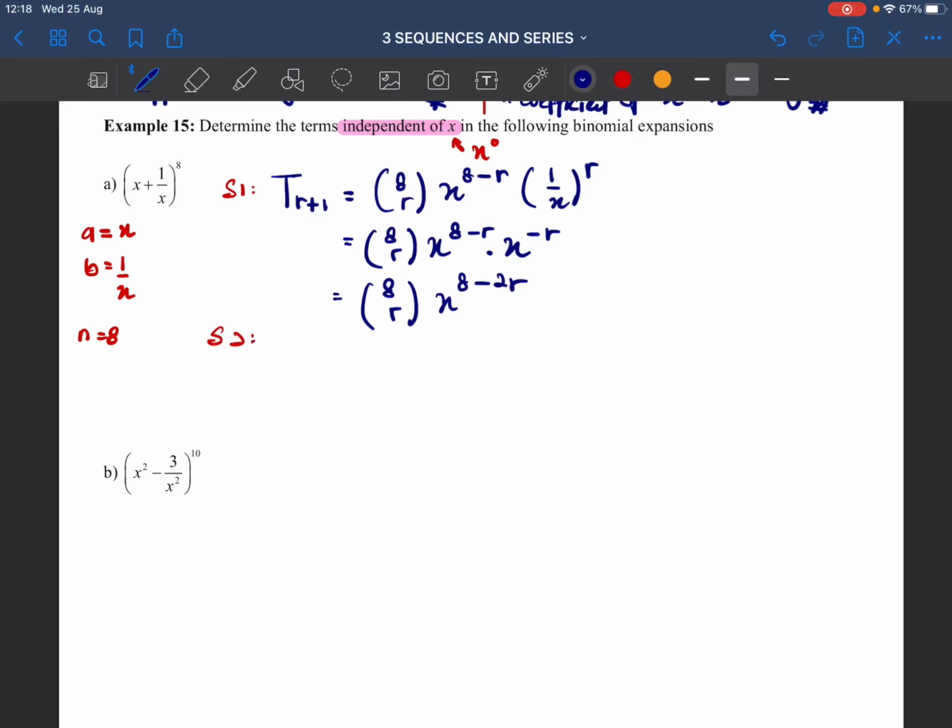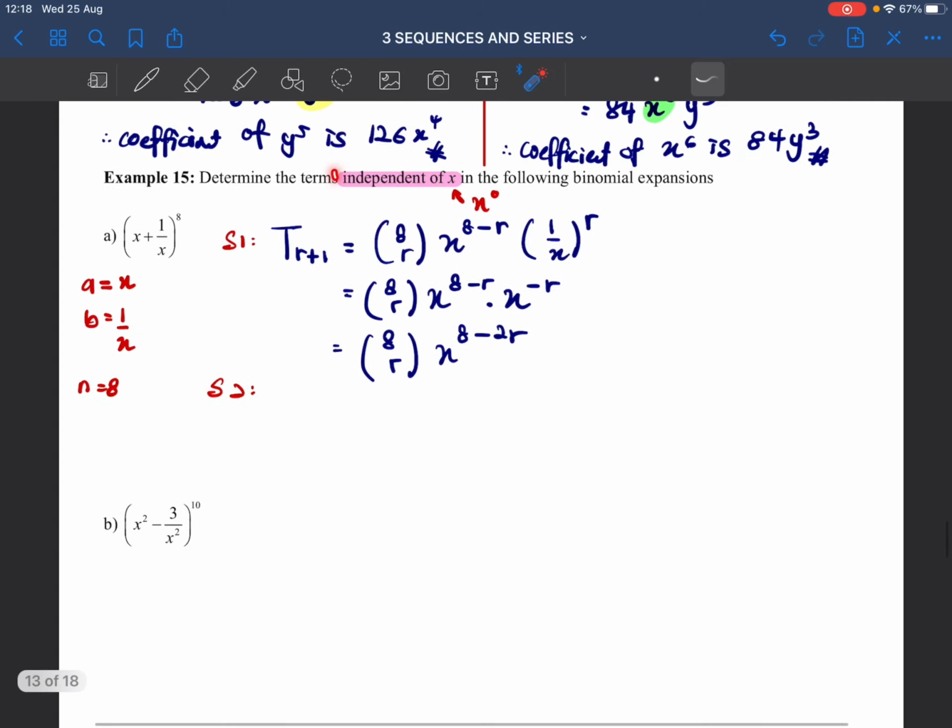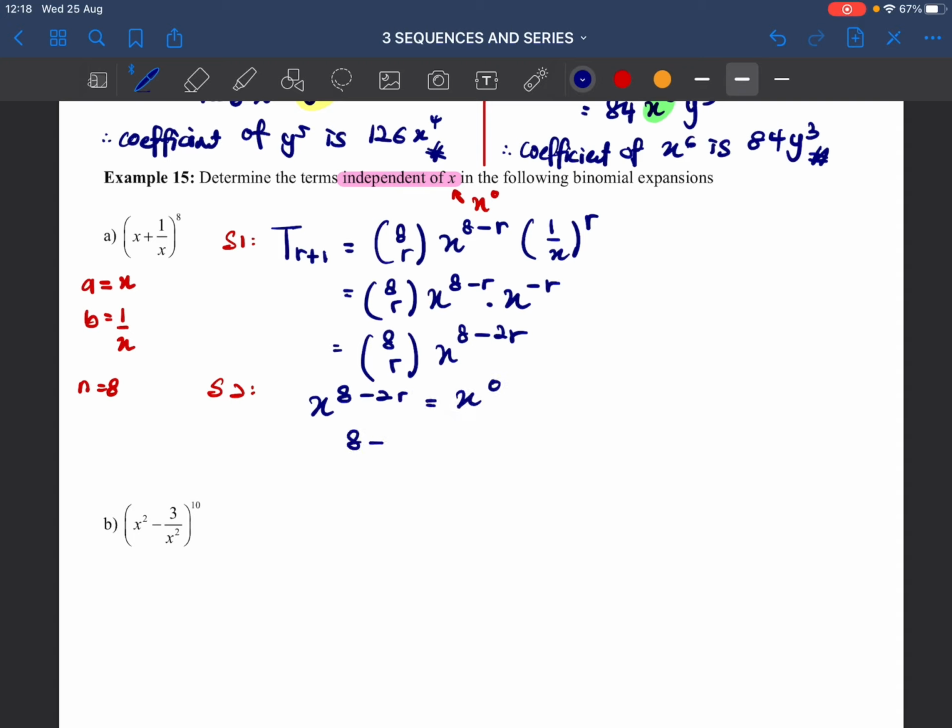So we can compare easily, which is we have x to the power of 8 minus 2r. Compare with what? The question asks for independent of x, which is x to the power of 0. So we will compare x to the power of 8 minus 2r with x to the power of 0. So straight away we will get 8 minus 2r equals 0, r is equal to 4. Okay, so we have our r.